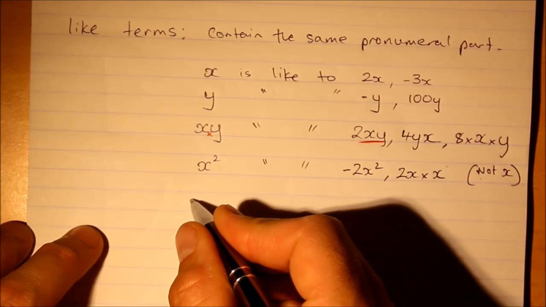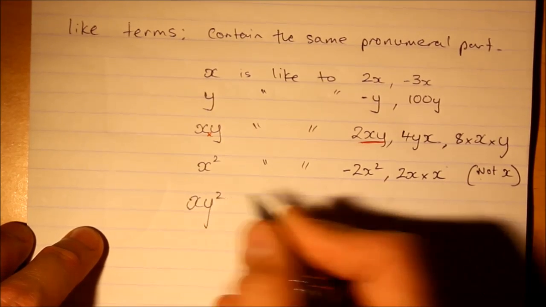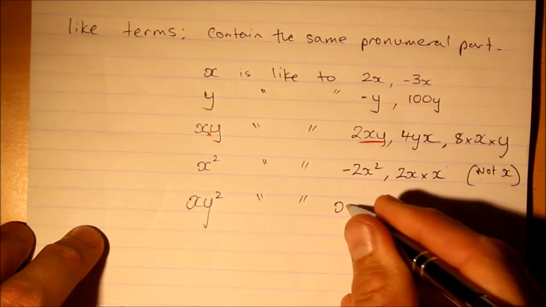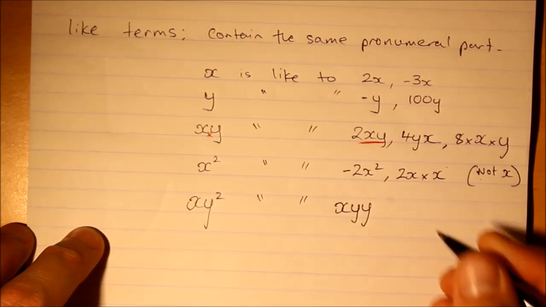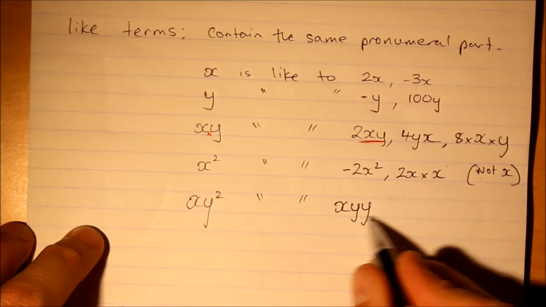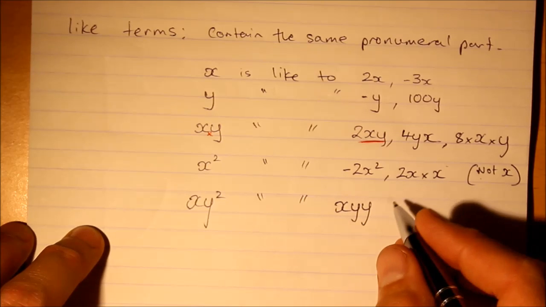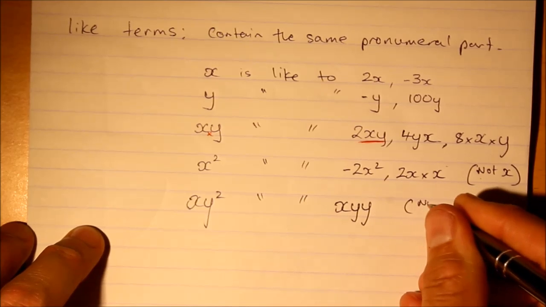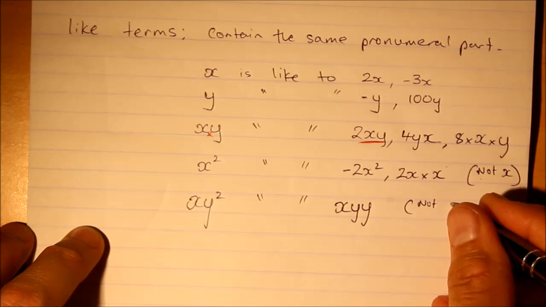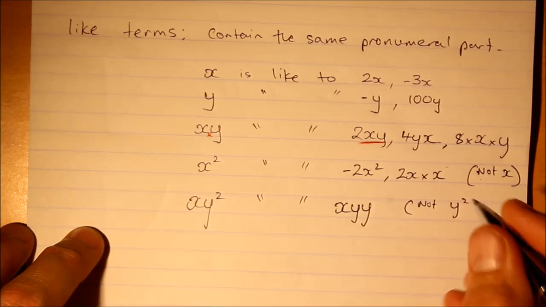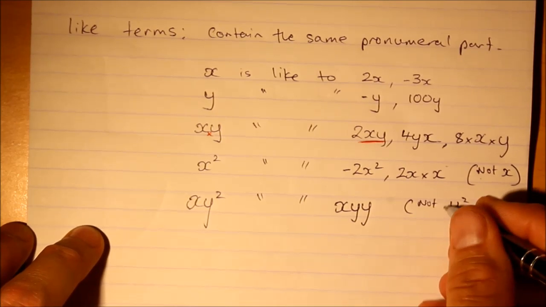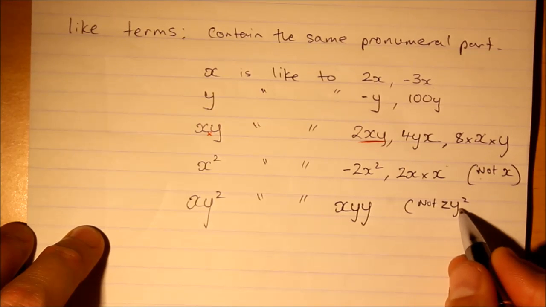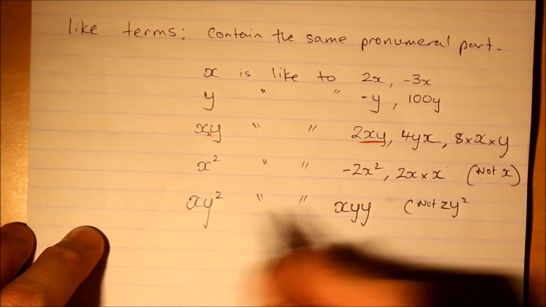You might also have x y squared, which is like, well, as long as you've got x y y, okay, that's the same as squaring. It is not like something with a y squared in it. Okay, you might have a z y squared. Just because it's got a y squared does not make those two terms like.